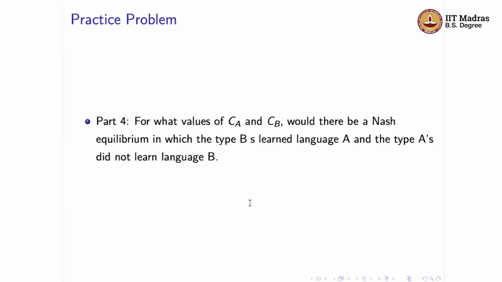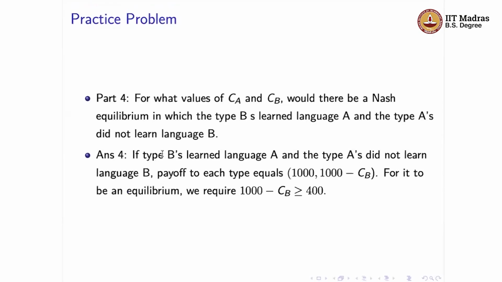Okay. The next part asks you to compute for what values of CA and CB there would be a Nash equilibrium in which type B's learn language A and the type A's do not learn language B. This is very similar to part 3. Again, you first calculate the payoff. This would be 1,000 for type A because they don't have to incur the cost of learning language B. But for each type B, this would be 1,000 minus CB.